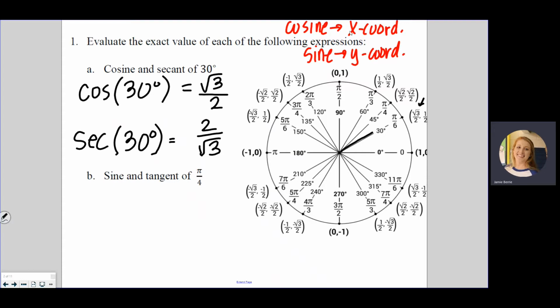And then for part B, we have sine and tangent of pi over 4. So sine is abbreviated SIN. So sine of pi over 4. So again, you would go to your angle pi over 4. That's right here.